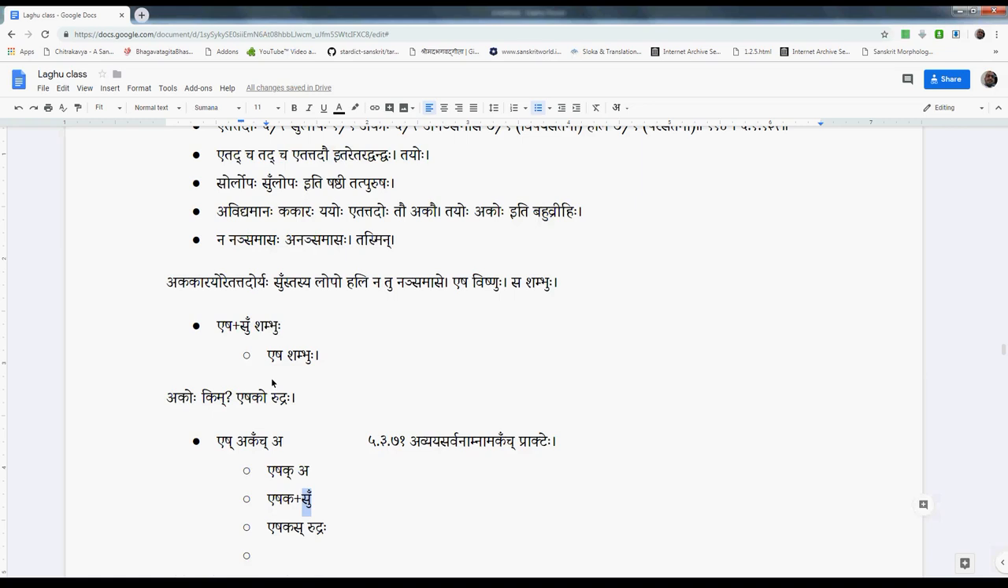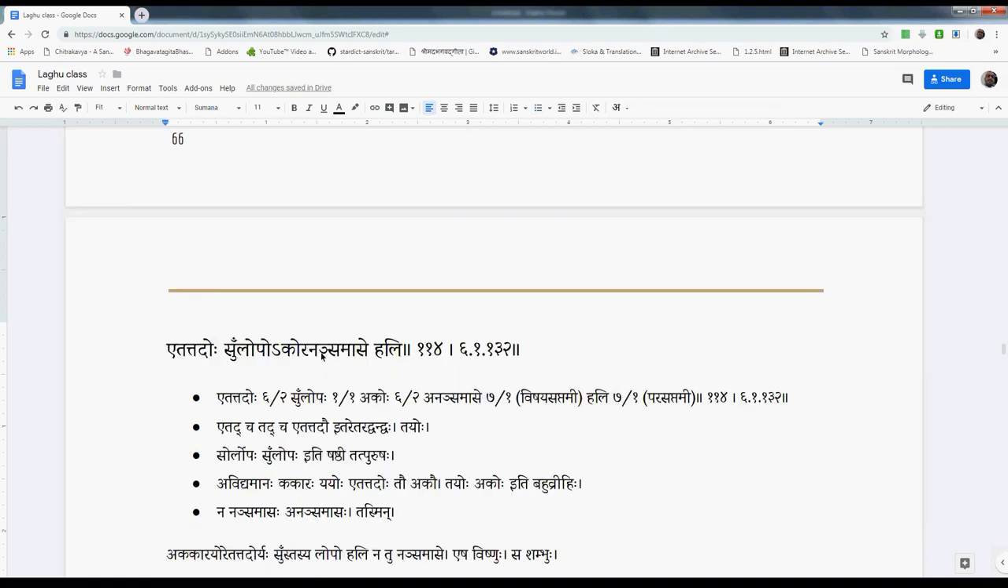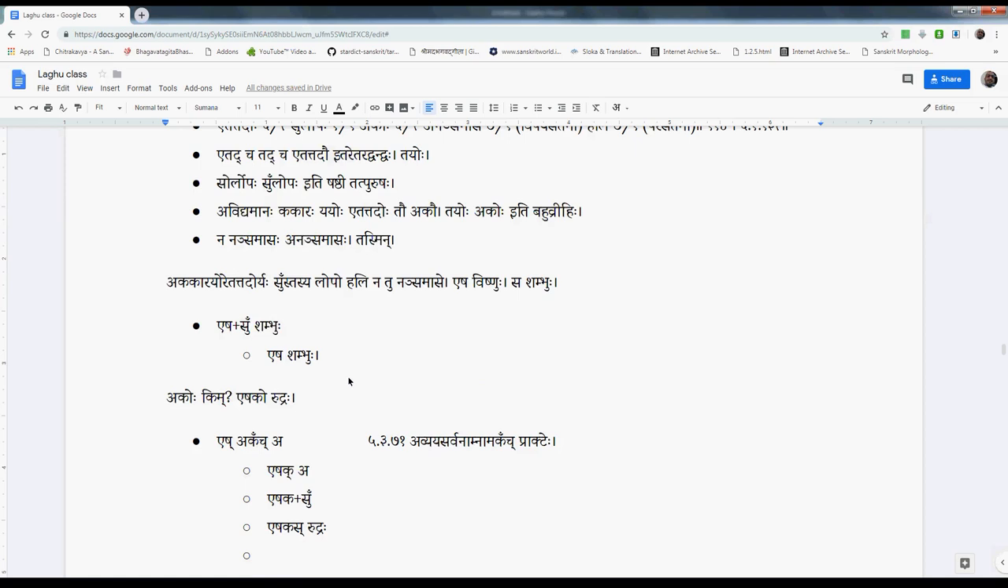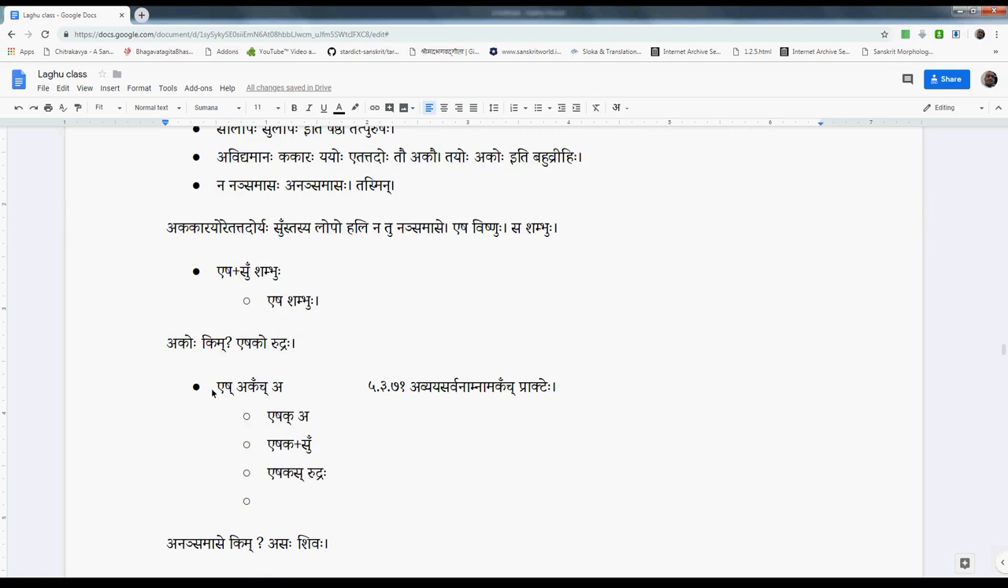This is Su. Should our sutra apply now? Etat tado sulopo kar nanjsama se hali. Sulopa should apply, but he says no, it should not apply. Why? Because it is not aka etad, it is a sahaka, it is not aka. The etad shabda here has ka, kakara is sitting here, therefore you cannot make sulopa. And if sulopa does not happen, it will become sakara and it will take ru adesha, it will become eshaka ru.